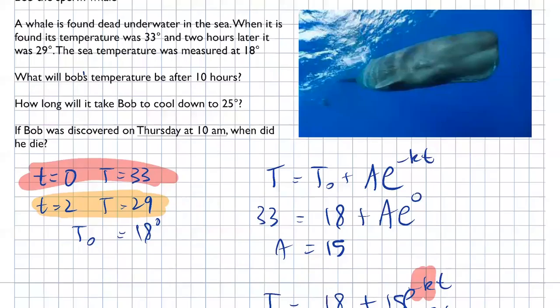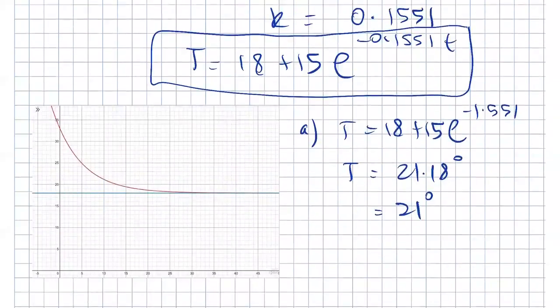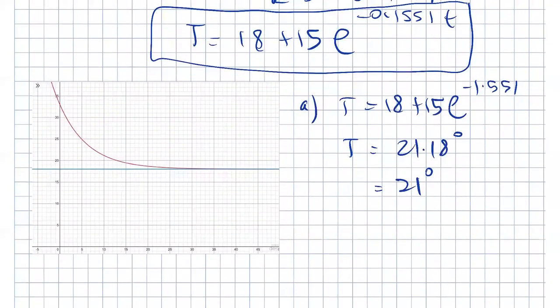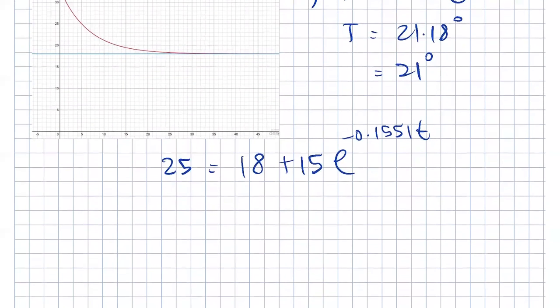How long will it take Bob to cool down to 25 degrees? Well, we use our equation again. We use the same equation, but this time we set it equal to 25. And what we're doing is instead of working out a temperature, we're now working out a time. So it becomes an index equation where we need to work out what t is equal to. So you can probably guess there's going to be some logs involved there.